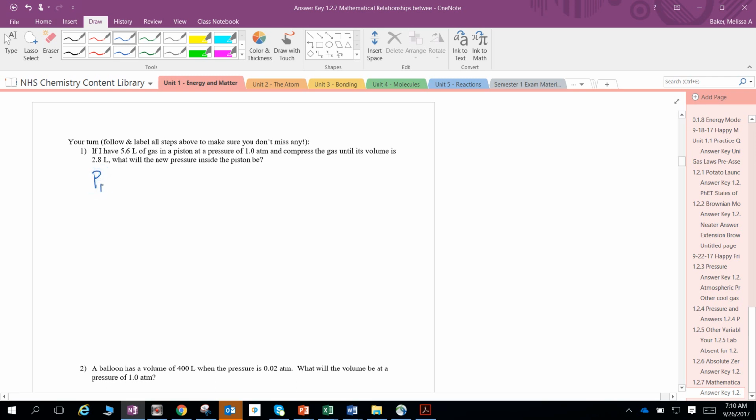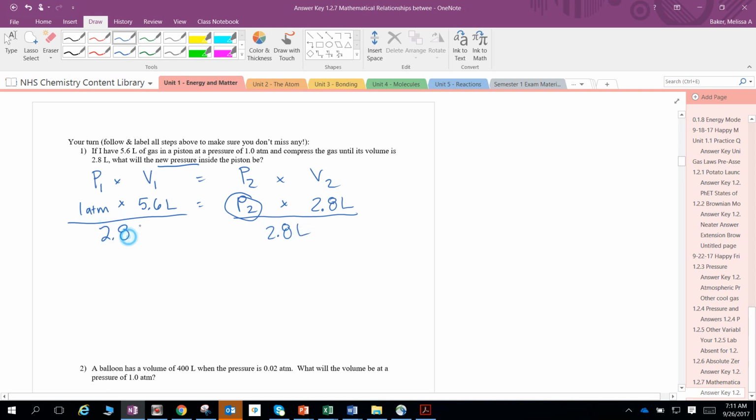Let's do this. So again, the formula is P1 times V1 equals P2 times V2, and then we plug in what we know. It says that we have an initial volume of 5.6 liters, and we know it's at a pressure of 1 atm. We don't know the new pressure, but we know the new volume is 2.8 liters. So I need to try to get P2 by itself, and this 2.8 liters is bugging it. So I'm going to divide both sides by 2.8 liters.